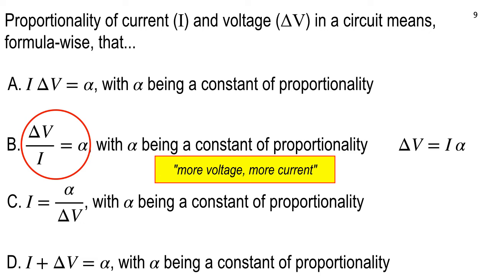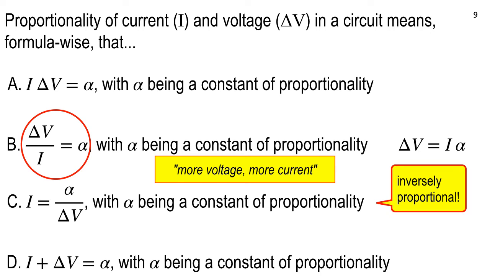Right? Now, let's take a look at option C. Here the current is inversely proportional to delta V, and this is false, because the whole idea is that they're proportional, not inversely proportional. Inversely proportional means something in the denominator on the other side. Proportional means something in the numerator, and there's no denominator, just a multiplicative factor, which is what we have for B.